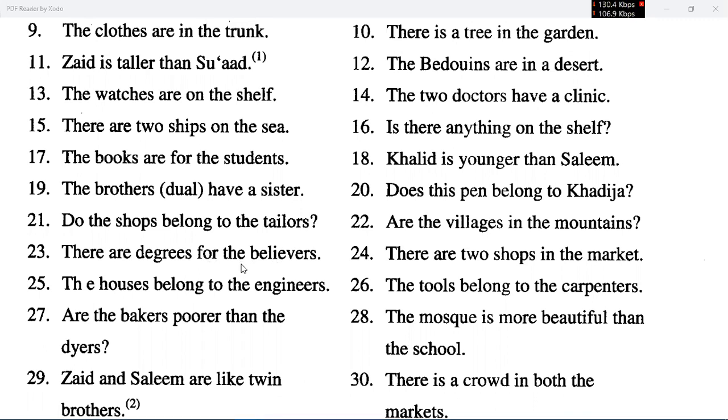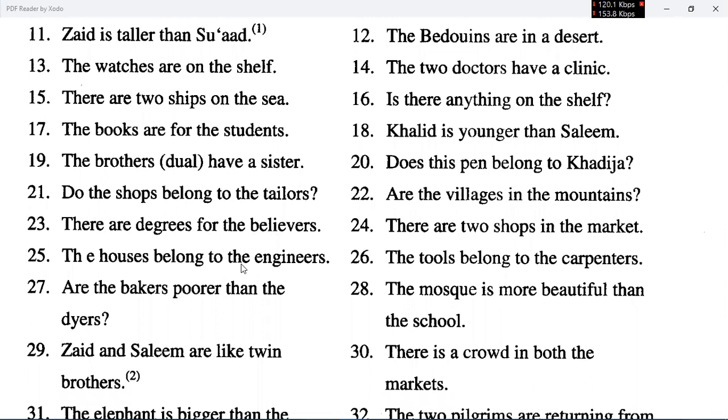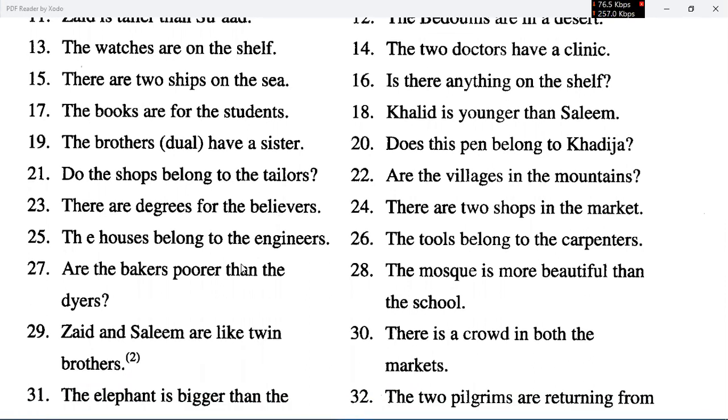There are two shops in the market. Lil mu'minina darajat. Next. Hunaka dukanan fisuk. Dukanan. Dukanani. Okay. Fisuki. Dukanani.